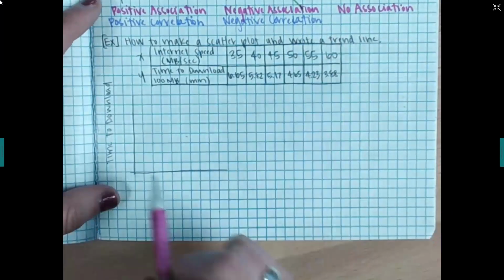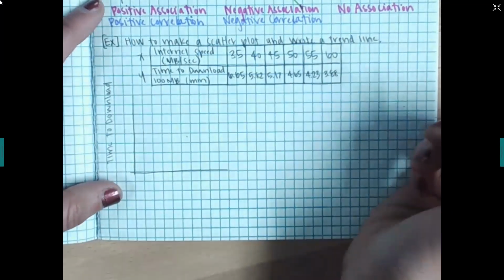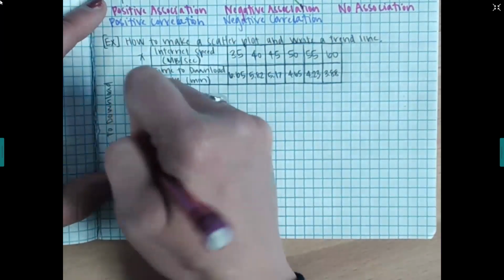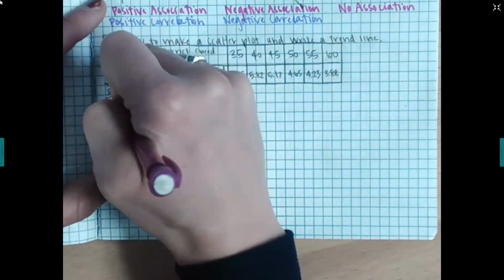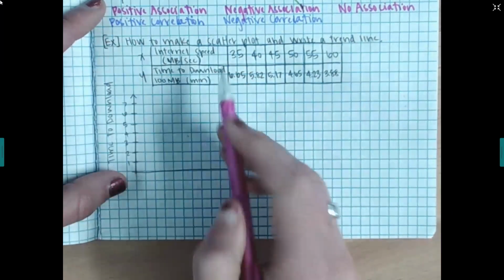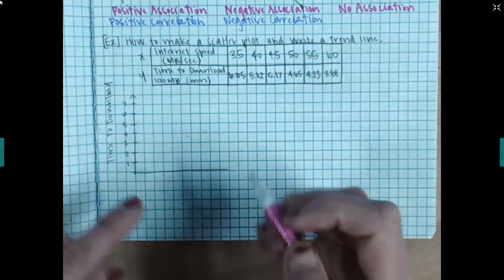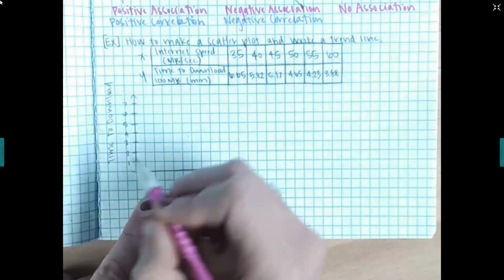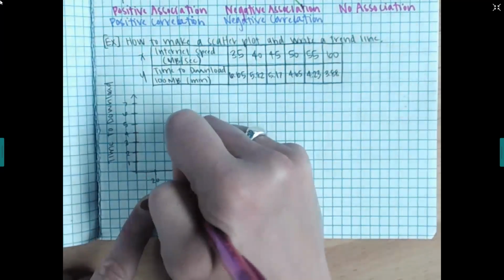And my time to download goes up to about 7 minutes, down to 3.8 minutes. So I'm going to just go by ones. And my megabyte speed goes from 35 to 60. So I'm going to go by 10s, but only label every 20.